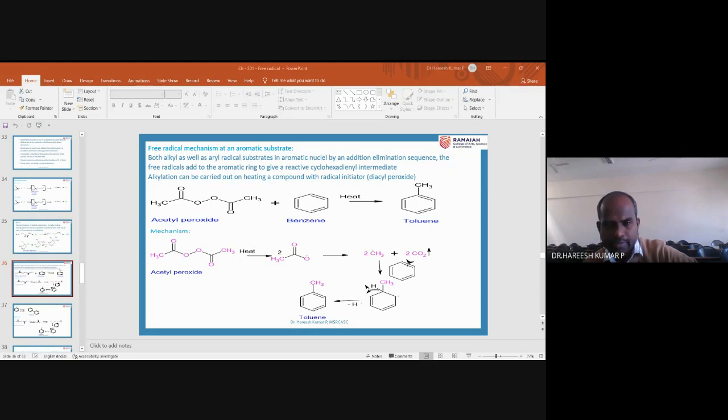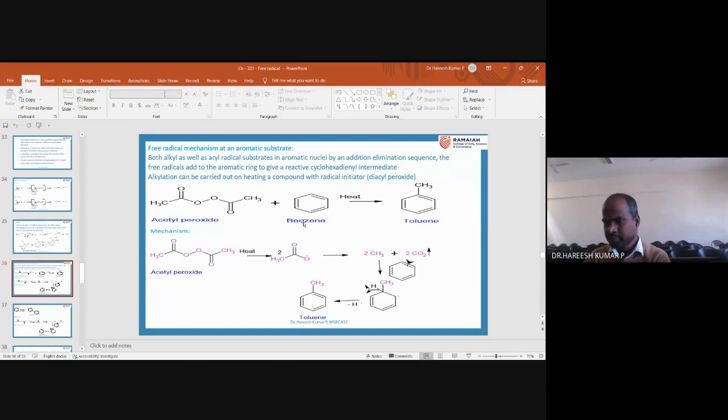Free radical substitution at an aromatic substrate. Now, free radical mechanism at an aromatic substrate.